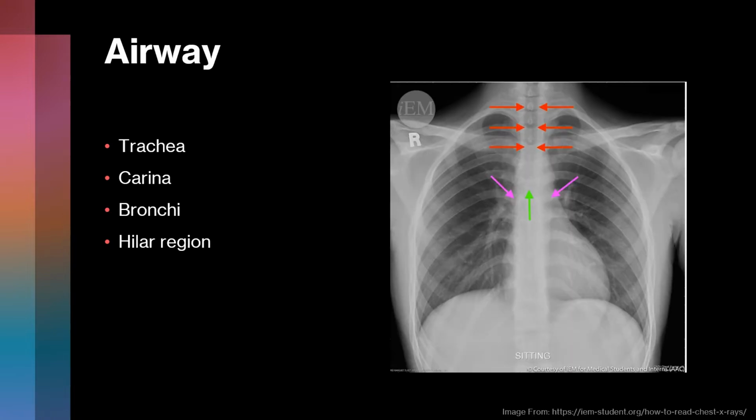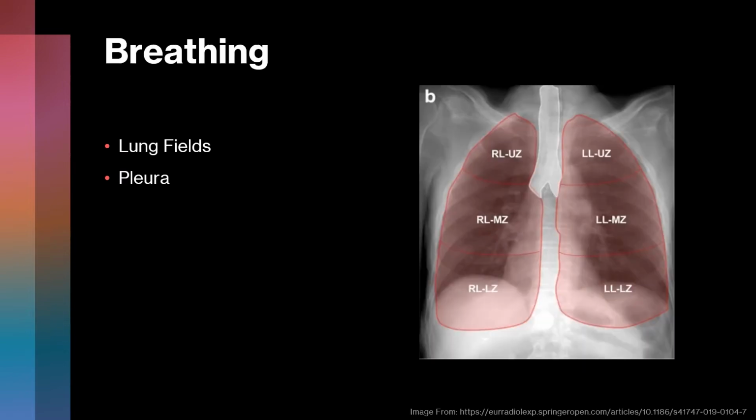Starting with our airway, you can have a look at the trachea, check that it's nice and central, and that's shown by the red arrows. The carina and bronchi are indicated by the pink arrows. You want to check that there are no foreign bodies in any of the bronchi, and that they're open on both sides. Of course the right will be straighter than the left. You also want to check the hilar regions for any lymphadenopathy.